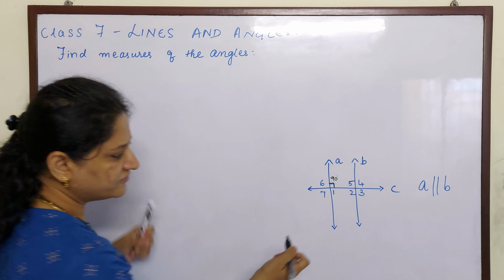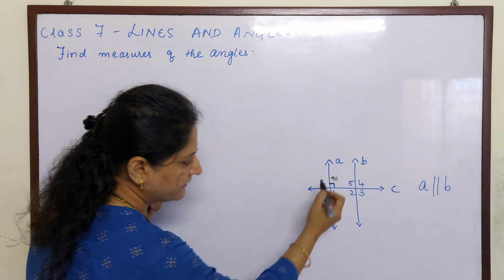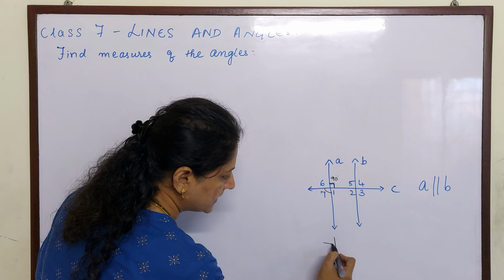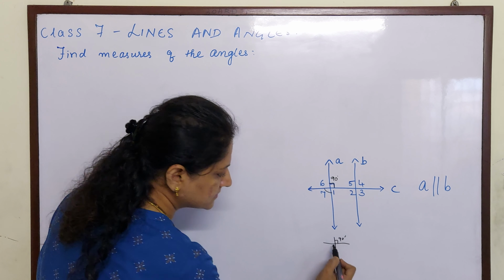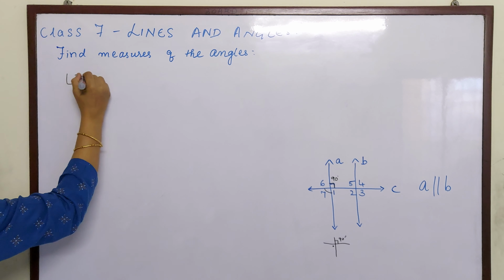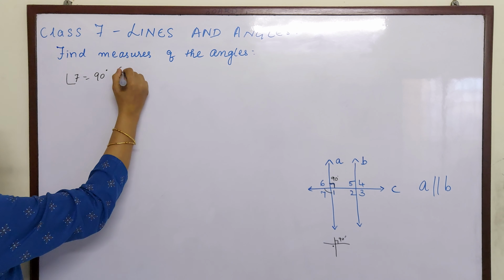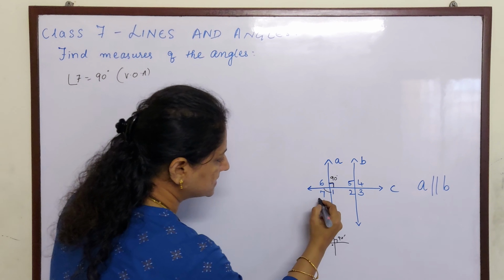So now if this is 90, what will be angle 7? I will show you the shape. It is like this children, and this is 90. So this and this are vertically opposite angles. So angle 7 is also equal to 90 degrees, vertically opposite angles. So we have found angle 7.